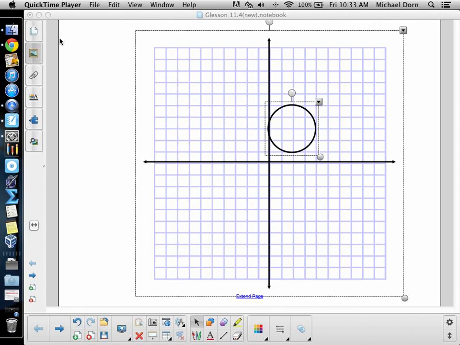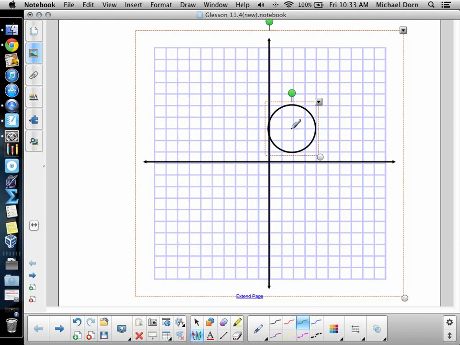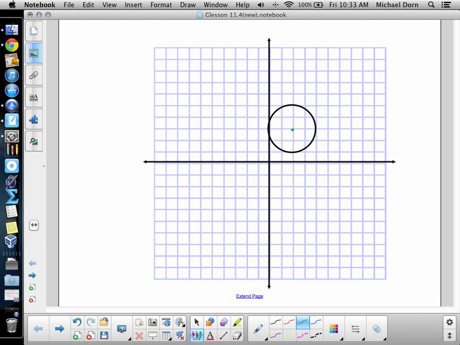First thing we have to do is locate the center of the circle. The center of my circle in this case is right here at the point (2, 3). Those are the coordinates of that point. So that's the center of the circle. So my equation is always (x - h)² + (y - k)² = r².